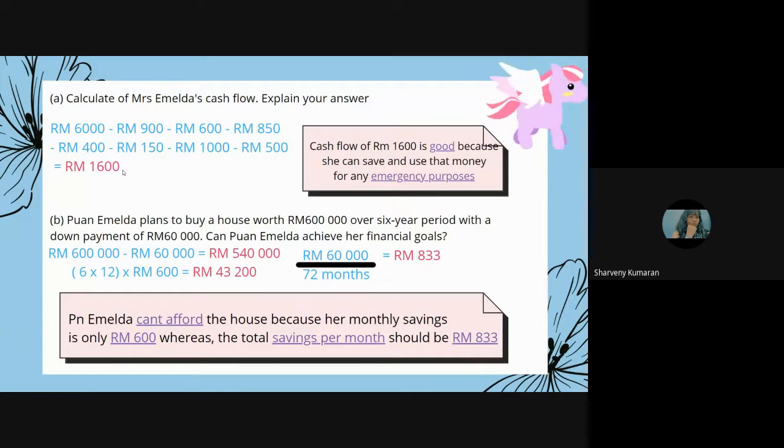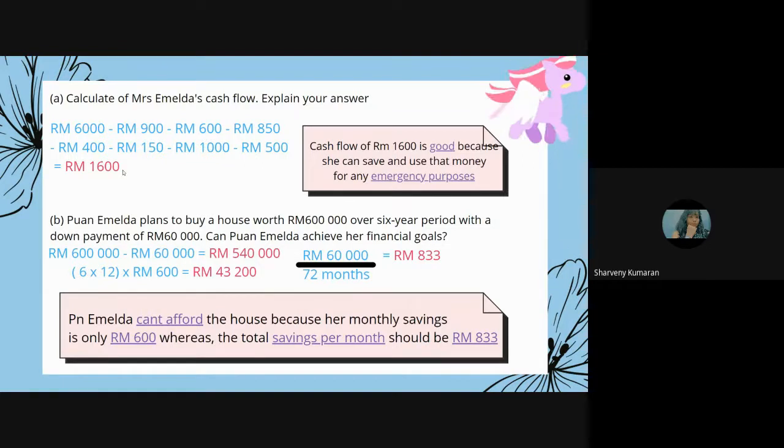Okay, let's look at question B. Mrs. Amelda plans to buy a house worth 600,000 ringgit over a 6 year period with a down payment of 60,000. Can Mrs. Amelda achieve her financial goals?